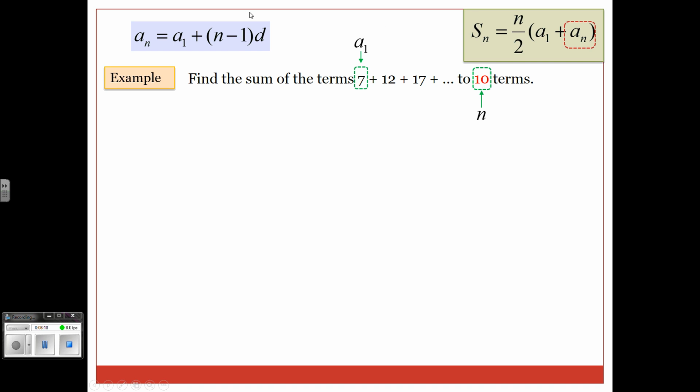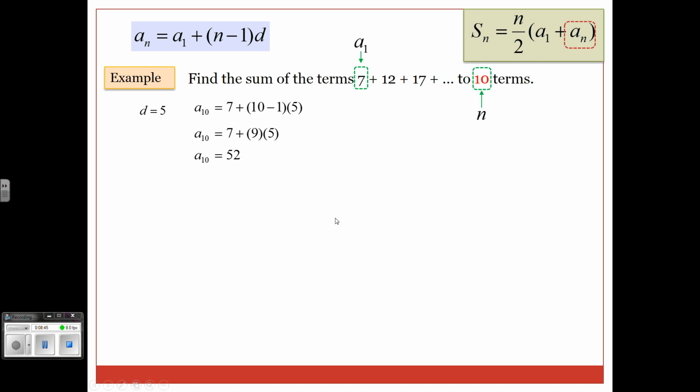Let's plug 10 in for n. Can we figure out what d is? Yes, we can, because we can look at the 3 terms that we have here. It looks like we're adding 5 each time. So d is 5. So let's plug in everything that we know and figure out the 10th term. When we simplify this up and work it out, we get the 10th term is 52.